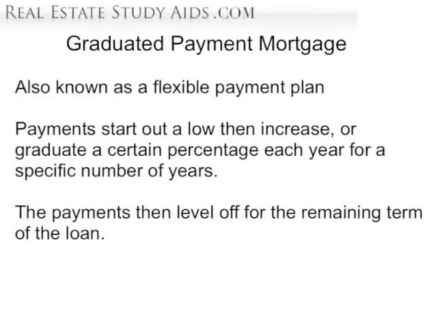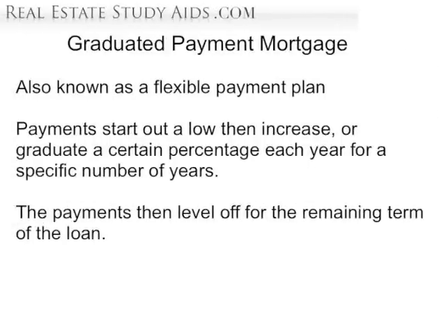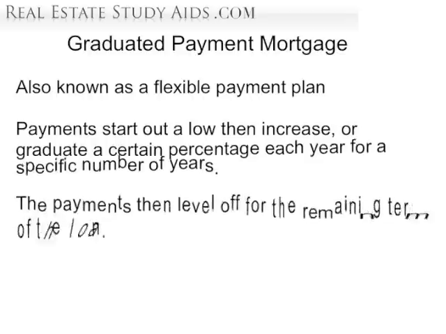A graduated payment mortgage is also known as a flexible payment plan. Payments start out low and increase, or graduate, a certain percentage each year for a specific number of years. The payments then level off for the remaining term of the loan.